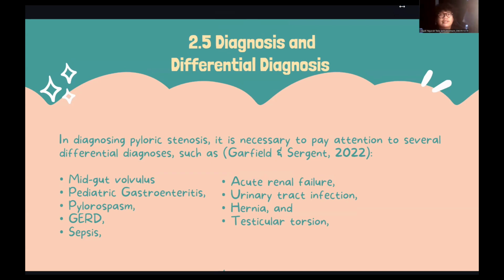Next up is the differential diagnosis. In diagnosing pyloric stenosis, it is necessary to pay attention to several differential diagnoses such as midgut volvulus, pediatric gastroenteritis, pylorospasm, GERD, as well as sepsis. There's also acute renal failure, urinary tract infection, hernia, and last but not least, testicular torsion.